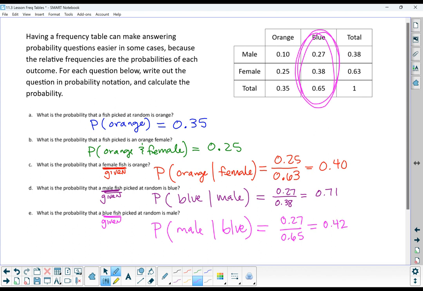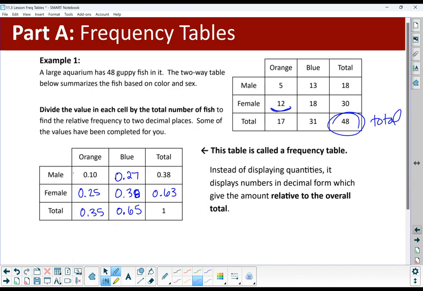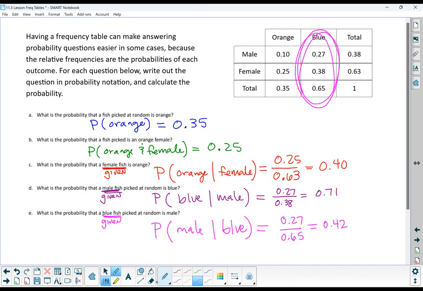So to get any of these probabilities, it wouldn't be necessary to have a frequency table. We could have gotten all of these probabilities from this table. But sometimes this is the type of table you're given from the get-go. Sometimes you are just given a frequency table, and so you can get the probabilities from the frequency table really in just the same manner that you do from a two-way table that has quantities.